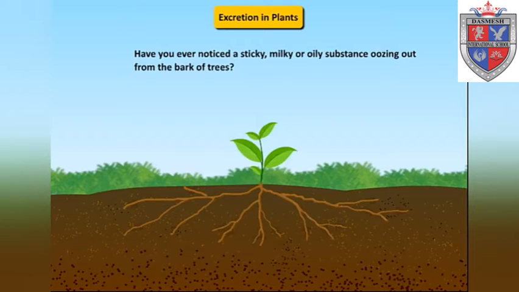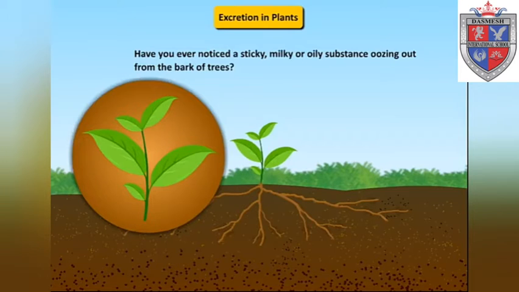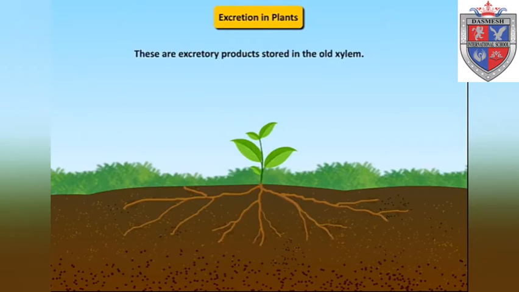Have you ever noticed a sticky, milky, or oily substance oozing out from the bark of trees? These are excretory products stored in the old xylem. Plants also excrete some waste substances into the soil around them.